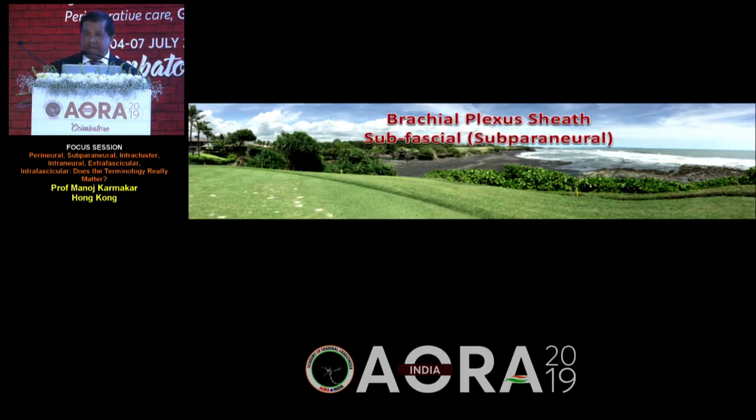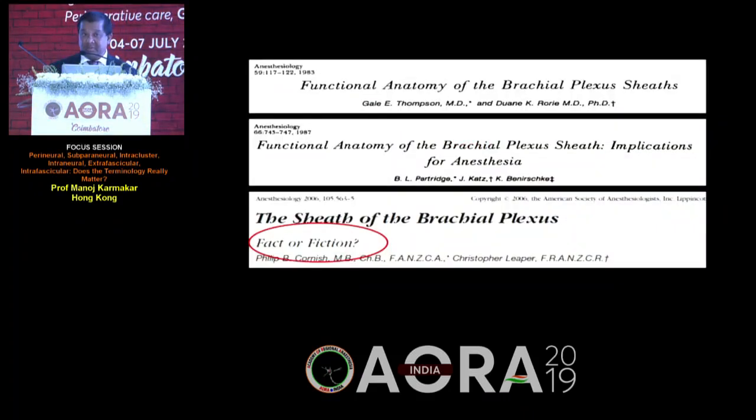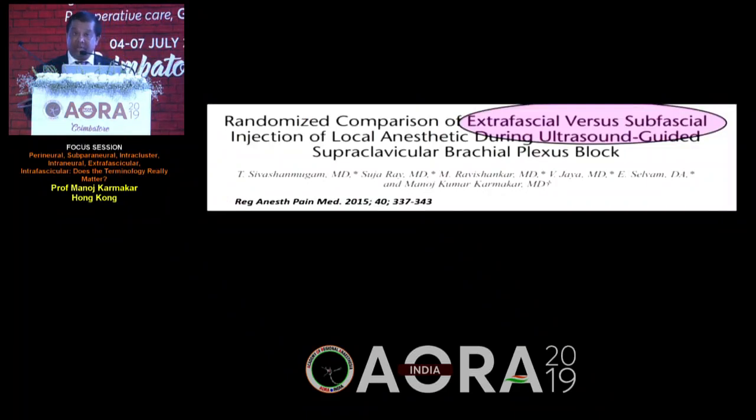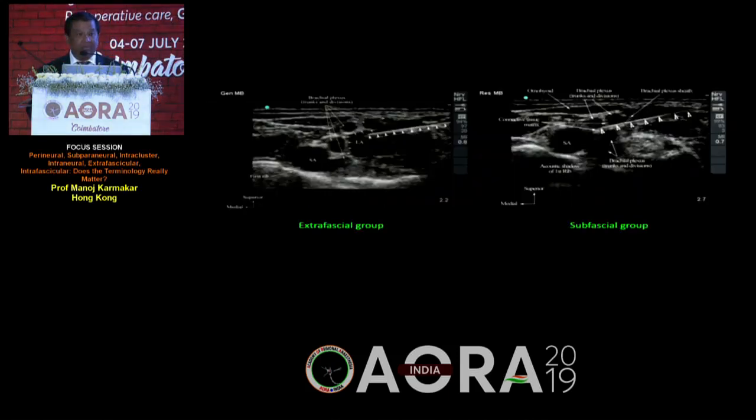The brachial plexus sheath, does it exist? Actually, there is a lot of controversy, some saying that it's a fact or is it a fiction. Dr. Franco has demonstrated that this structure actually macroscopically exists. Dr. Shiva Shanmugam has shown that you can perform extrafascial and subfascial injection. Extrafascial and subfascial injection produce different patterns of sonographic spread within the nerve structures.